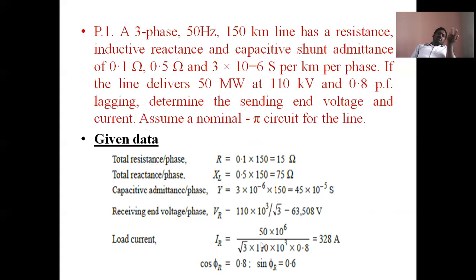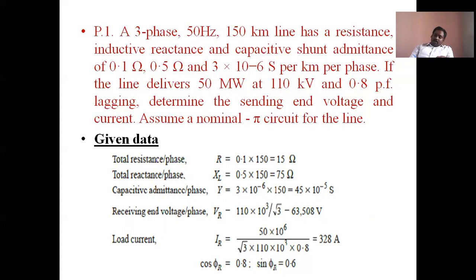Then the load current: PL is equal to root 3 VL IL cos phi. Then IR is equal to IL, meaning the load current is the receiving end current IR. That's why PL is equal to root 3 VR IR cos phi.